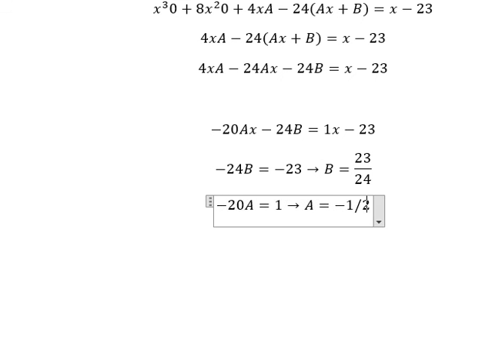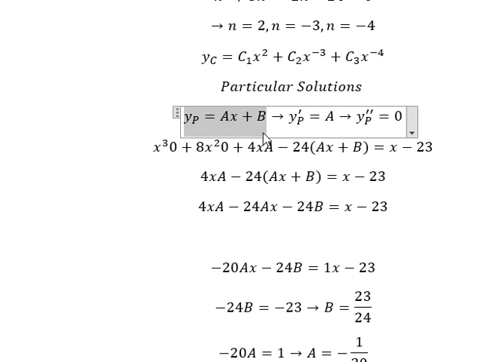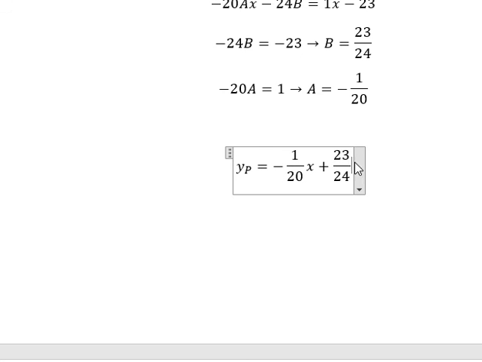And now we have the final answer. So we put A and B, go back in here. So we put this one go in here. B is 23 over 24. And now we have the final answer.